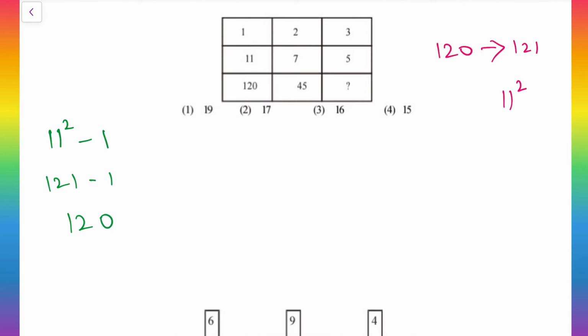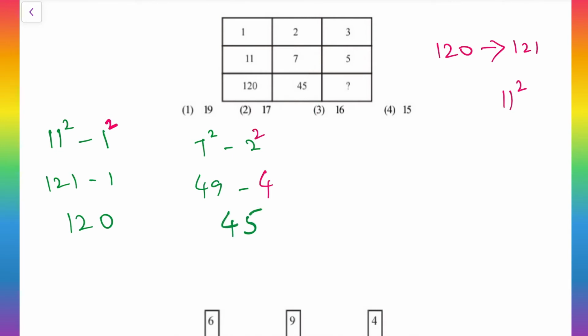Next, the same logic I'll apply for the second column. Second number square, 7 square, minus first number. 7 square 49 minus 2. 49 minus 2 is 47, but here 45 is there, so I made a mistake somewhere. Now let me check again. Here what I will do, instead of taking 1 I will take 1 square. 1 square is also 1 only. Now here, 2 I will take as 2 square, which is 4. So 49 minus 4, that is nothing but 45. Yes, the third number is 45.